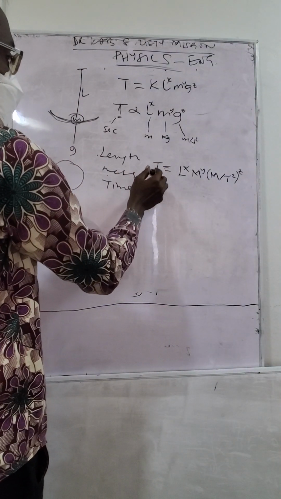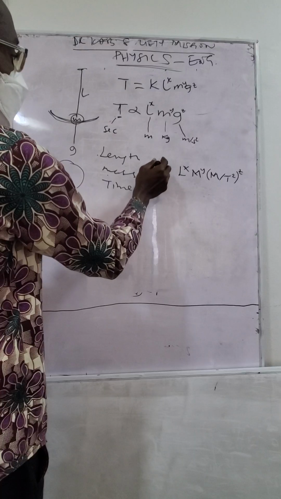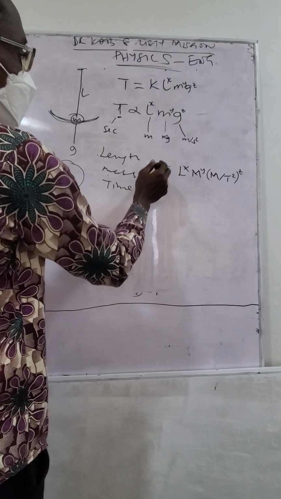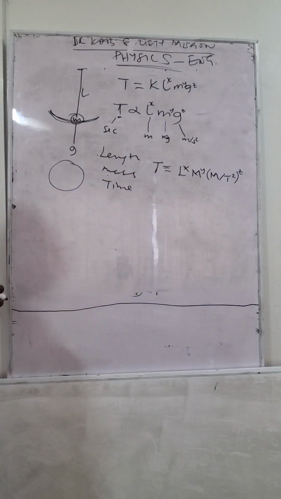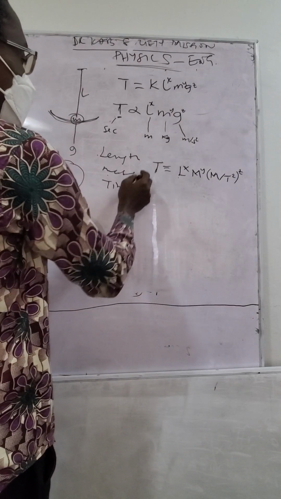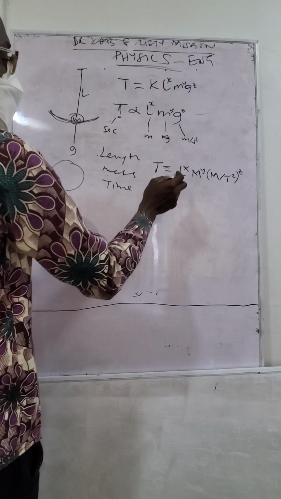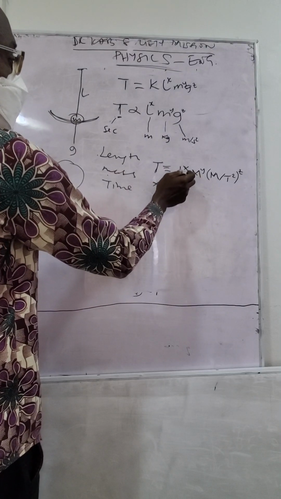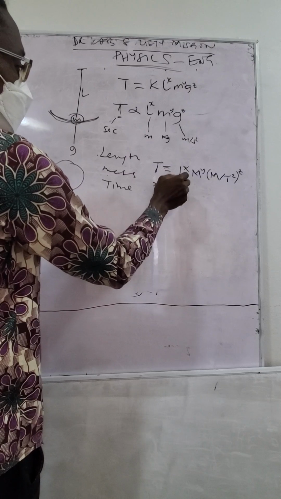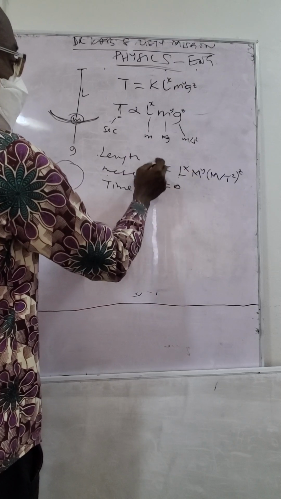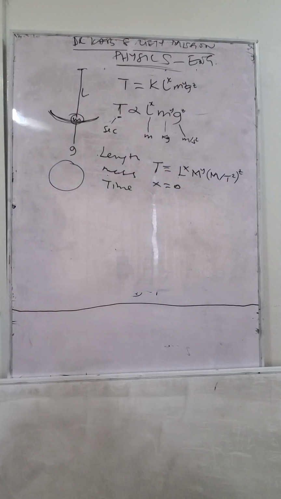So our time here is also in seconds. You can have it there. Now, if you look at it from this direction, there's no length here, so it means x must be equal to 0, because we don't have any length here.